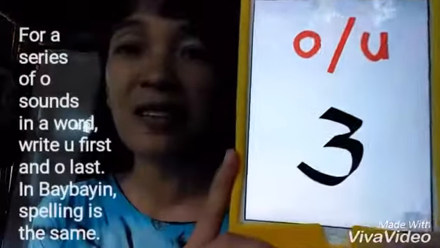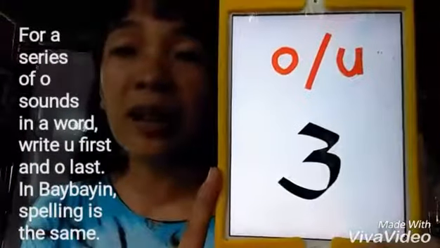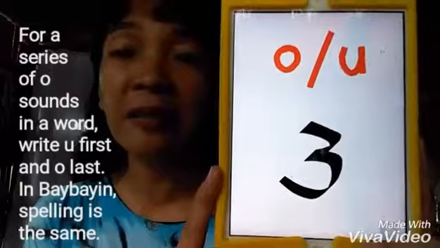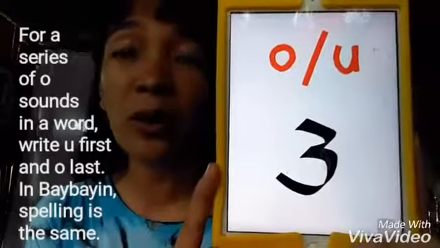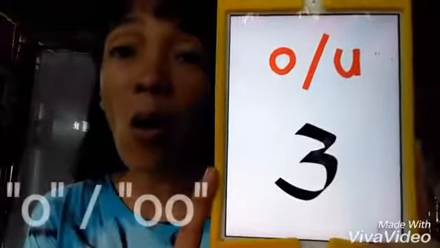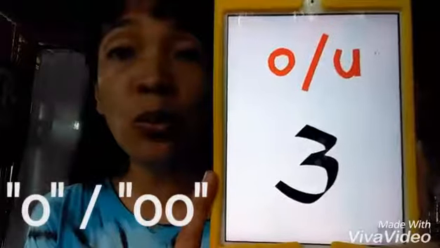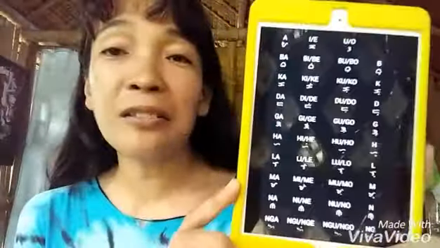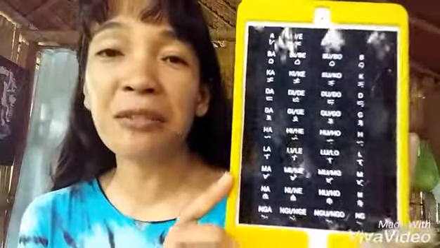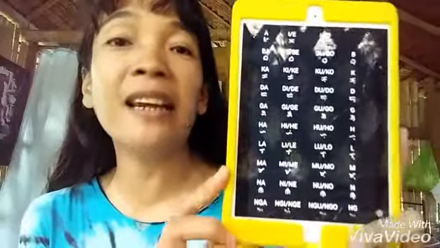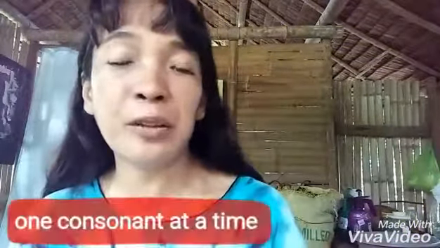Third vowel is the O and U, written this way. So there's only one character in the Baybayin writing that represents the O or U sound. There are a lot of characters in the Baybayin system of writing, and we will discuss it in another video. So the first consonant next to the vowel is the letter B.